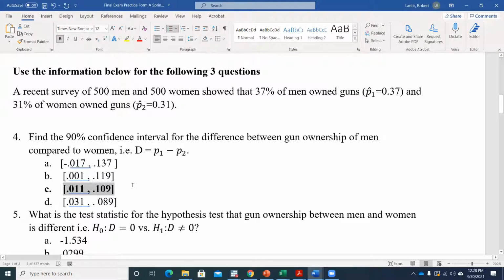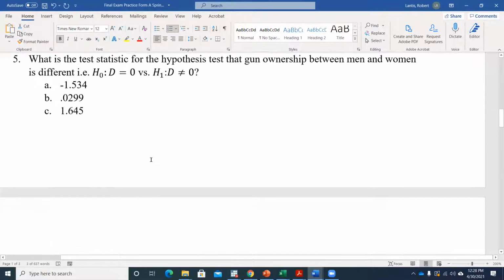So what you could say here, with 90% confidence, is that male gun ownership is greater than female gun ownership, at least at the 90% level, because 0 is not included here. It's only positive values. So you know that the true population difference, with 90% confidence, is going to be a positive difference.